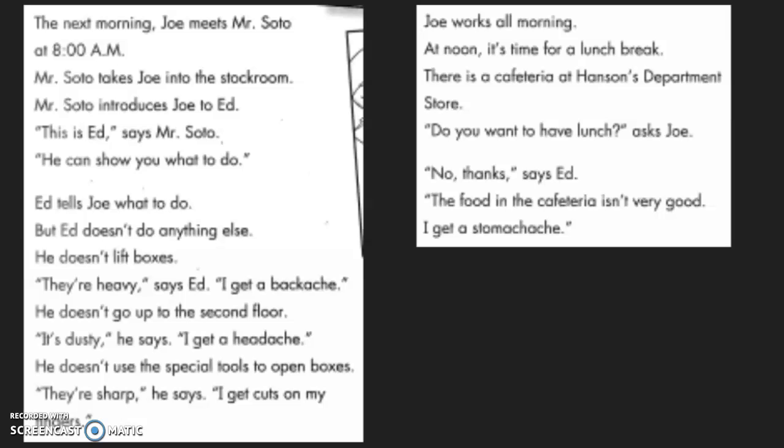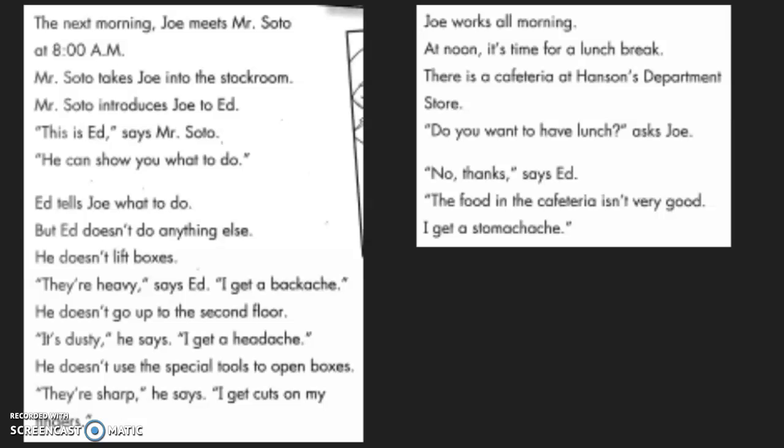The next morning, Joe meets Mr. Soto at 8 o'clock a.m. Mr. Soto takes Joe into the stockroom. Mr. Soto introduces Joe to Ed. "This is Ed," says Mr. Soto. "He can show you what to do."